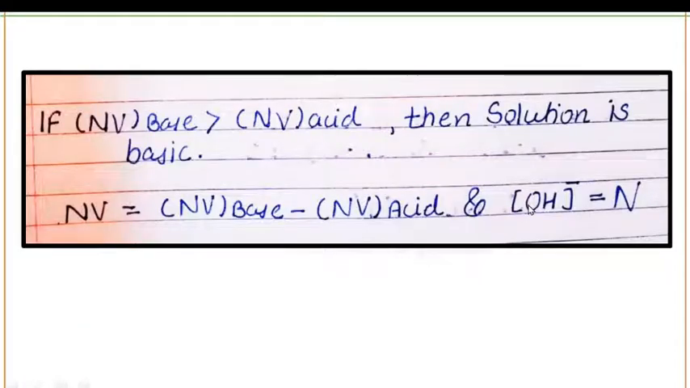Similarly, in the case of a basic solution, if the concentration of base in the solution is more and the acid has less concentration, then the solution will be basic. To calculate the value of NV you calculate NV base minus NV acid, and the concentration of OH minus ions will be equal to the normality.